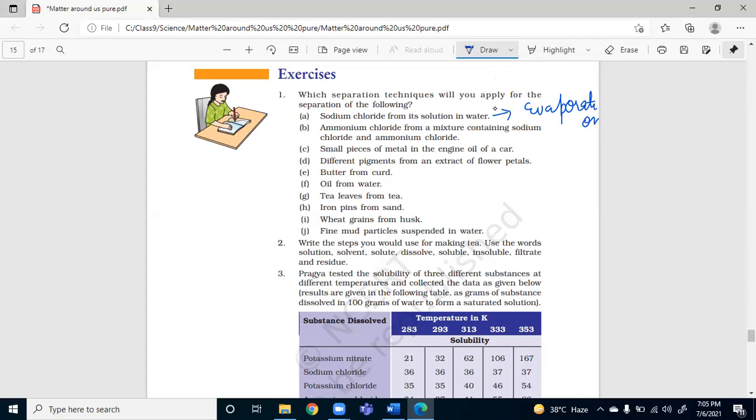B part is ammonium chloride from a mixture containing sodium chloride and ammonium chloride. Sublimation. It is sublimation. What is the reason? The technique of sublimation is apt for ammonium chloride only, because ammonium chloride is a sublimable substance. So if ammonium chloride is sublimable, then we will be using the sublimation technique.